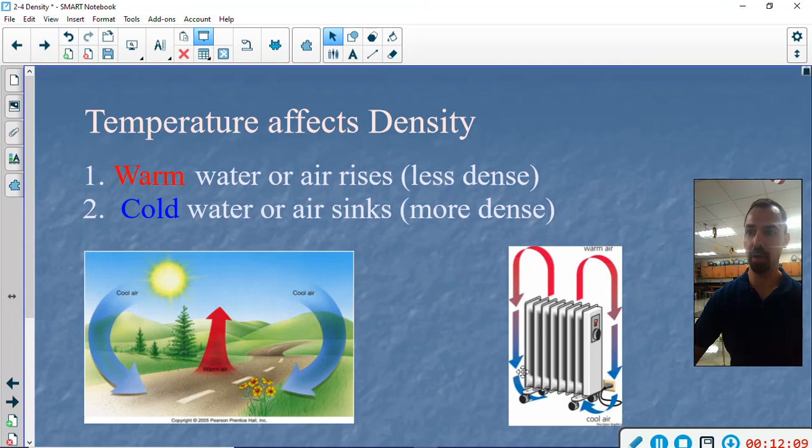That's also how heating systems work. Warm air rises, cold air sinks, and it makes a circulation pattern called a convection current. We'll get more into that later on this year.